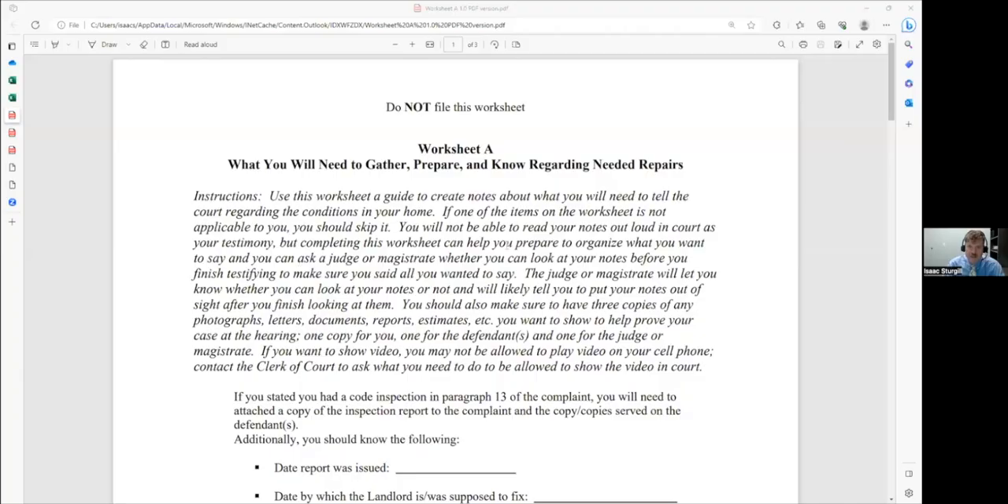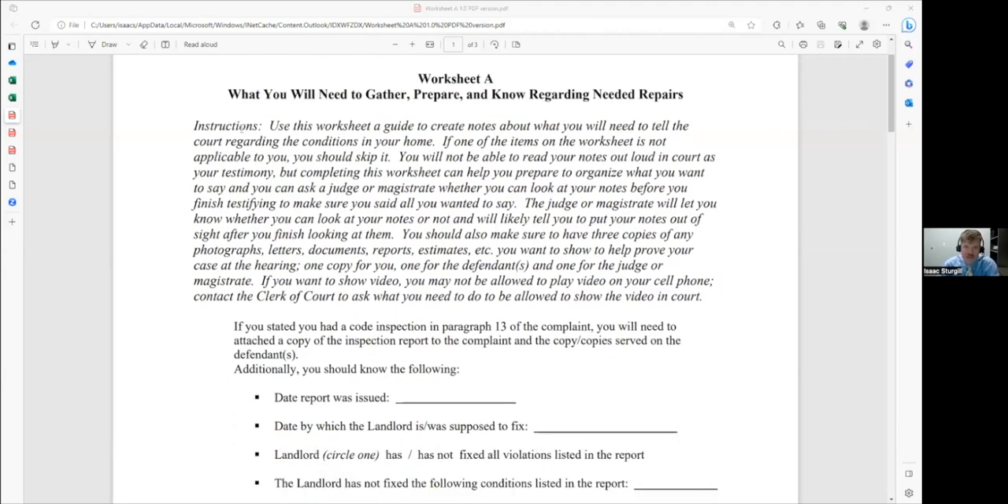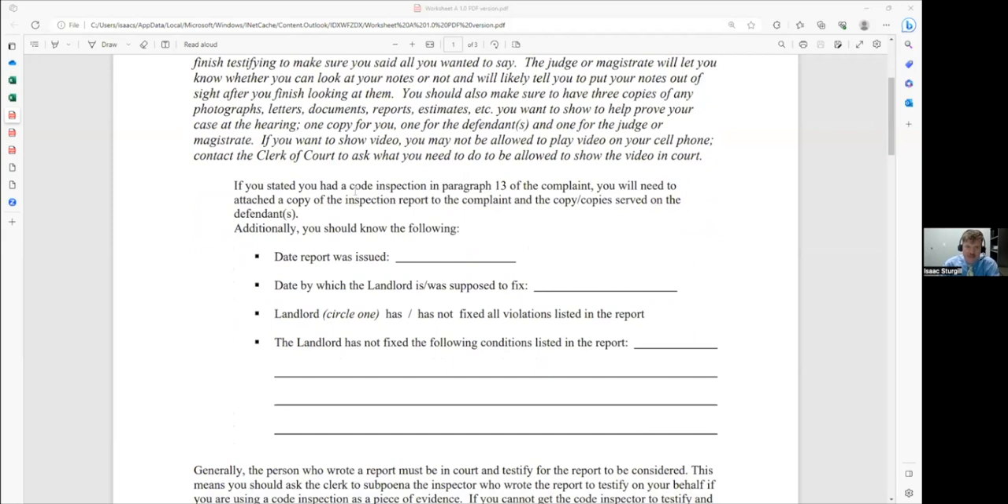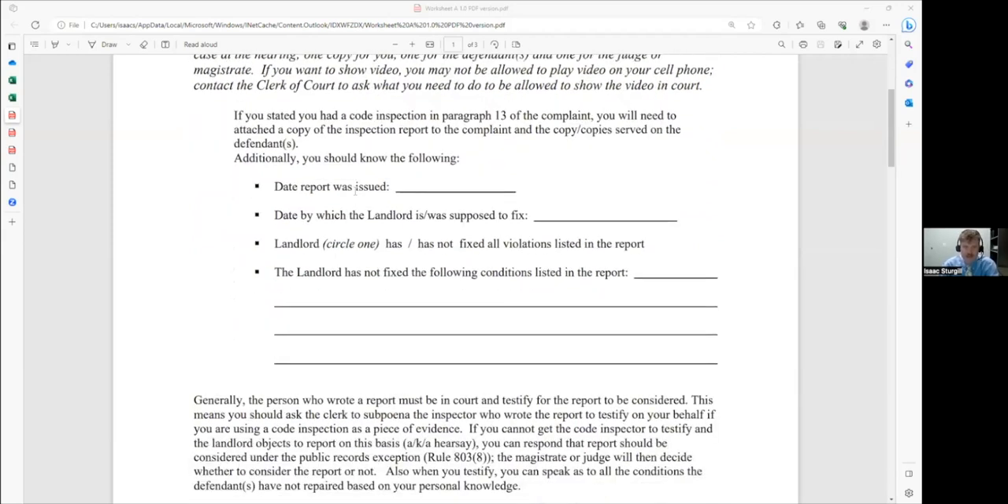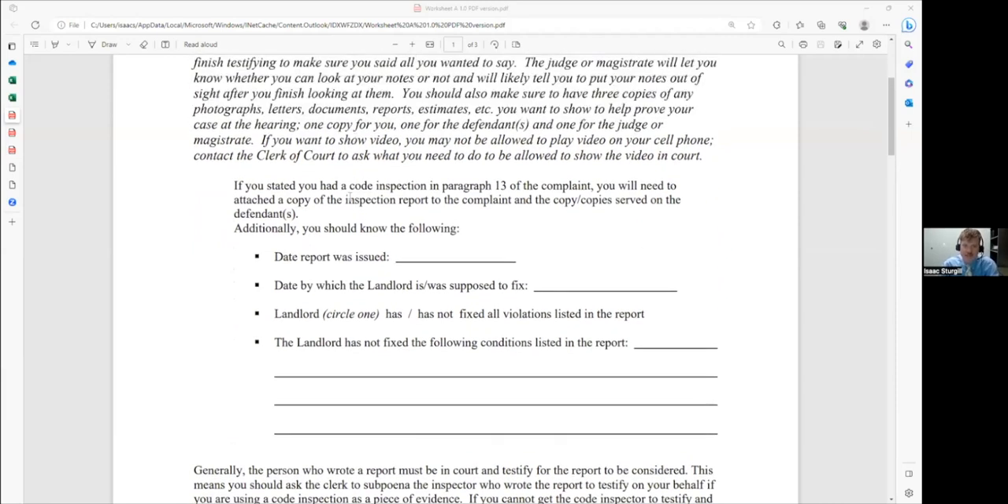And so this is worksheet A. This is giving some information about what tenants need to gather, prepare, and know about repairs. There's some instructions on top that talks about how to fill out the worksheet and what to expect when you get to court with the worksheet. And then down below that, it starts listing some information about the different issues that the tenant's been experiencing at the property. And you really just fill out the ones that apply in the person's particular situation.